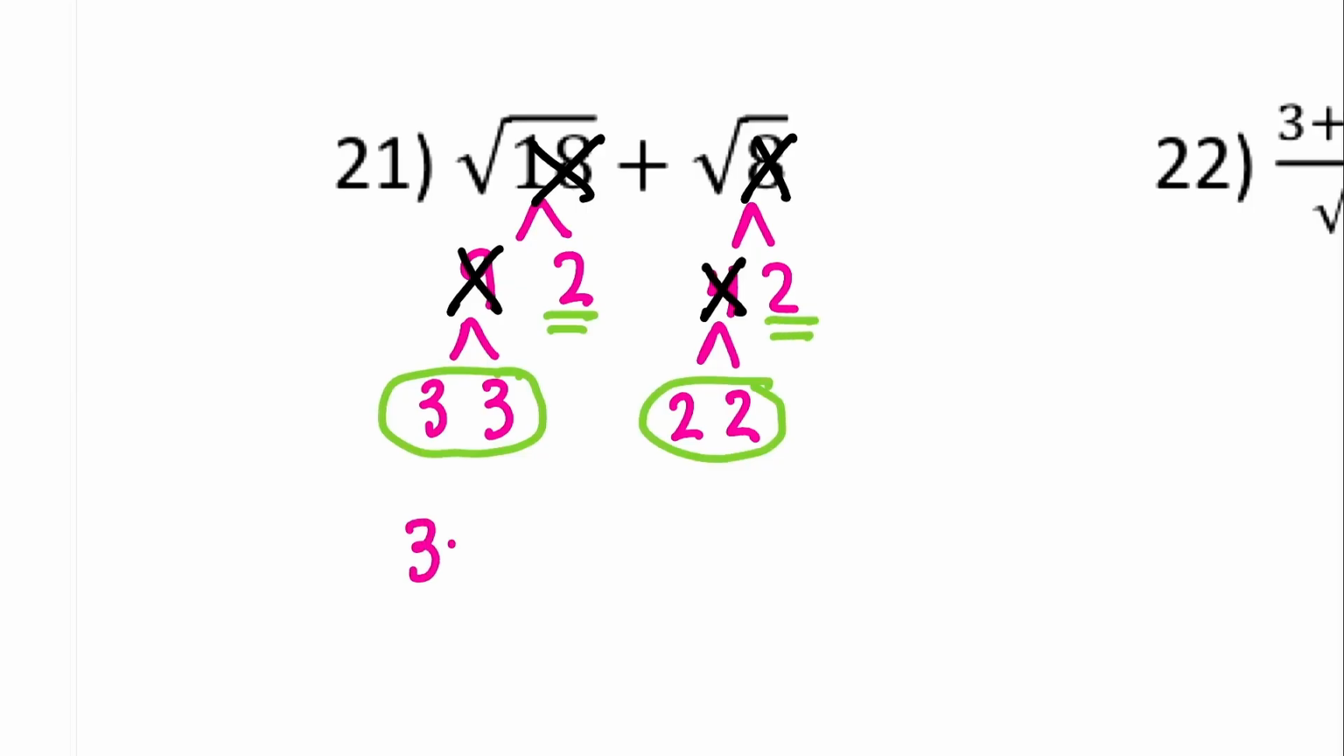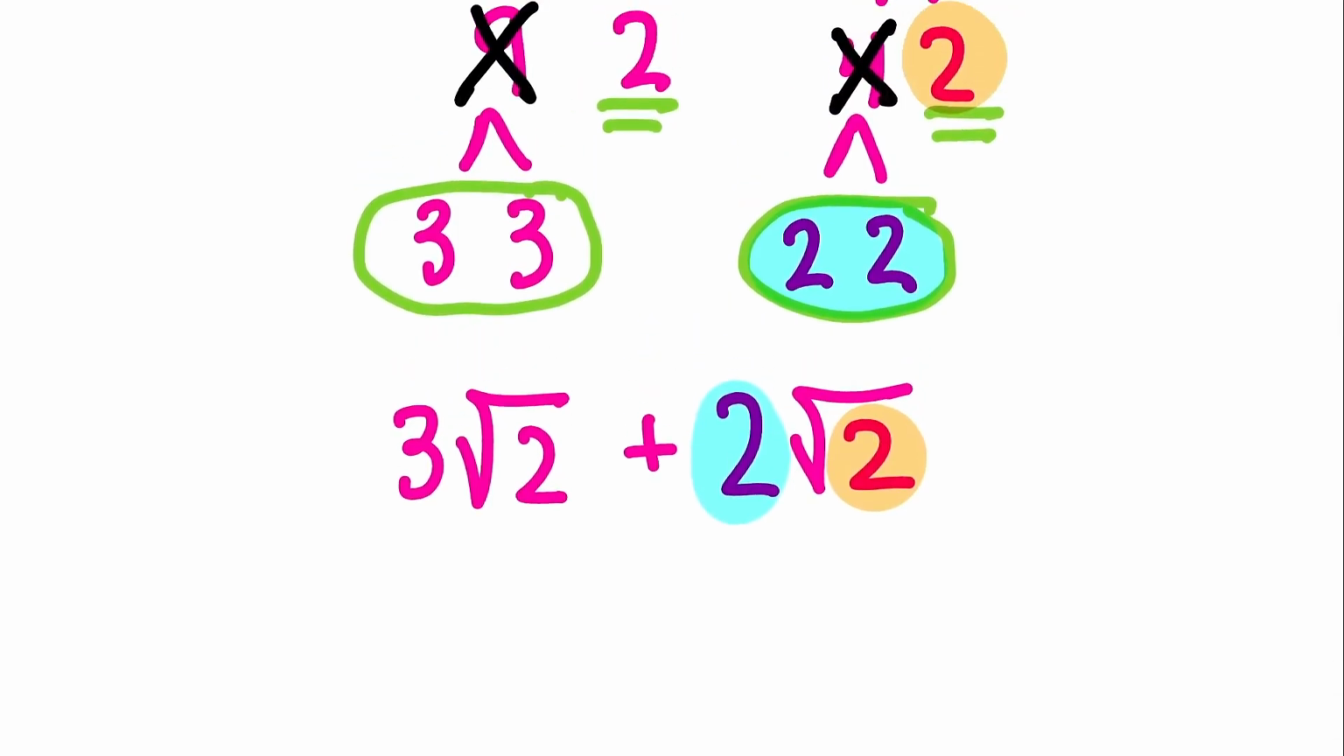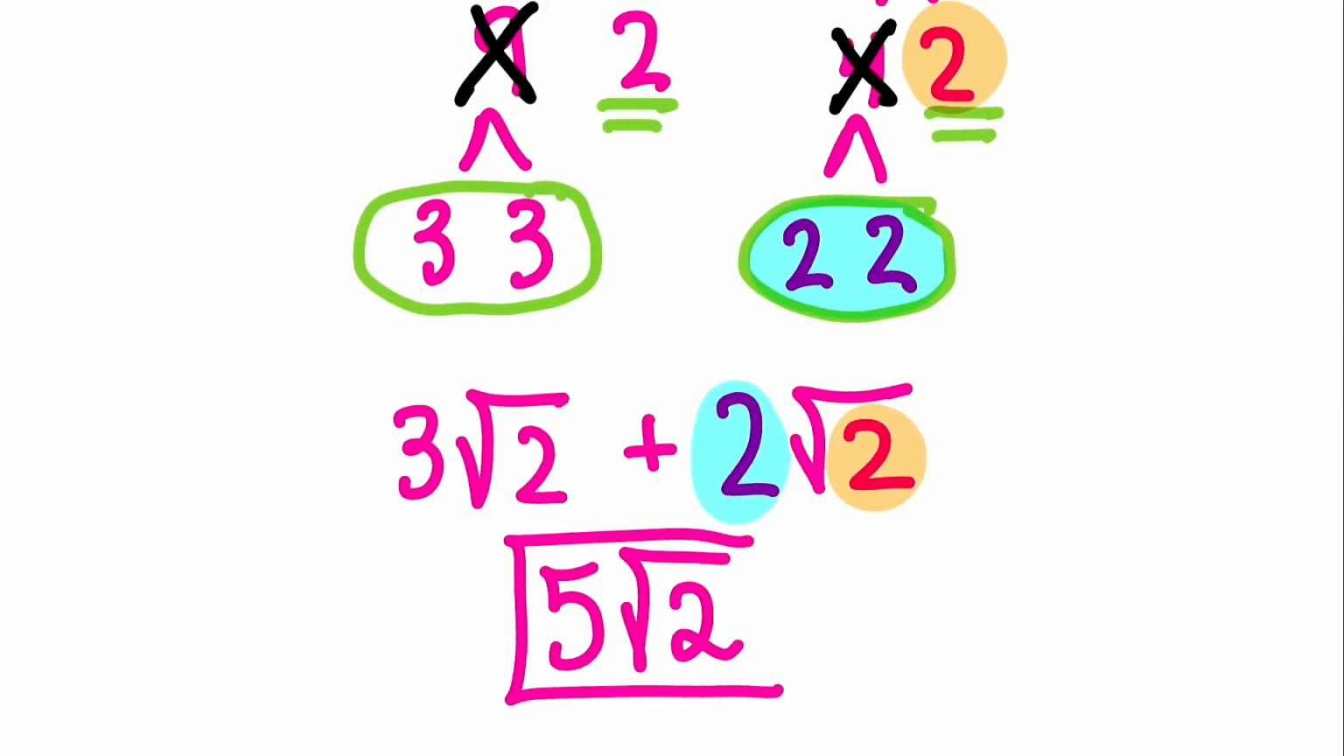So we have 3 radical 2 plus 2 radical 2. Just to clarify, this 2 is the one that's on the outside. This 2 without a pair is on the inside. Now you can think of the radical 2's as just objects, and if we have 3 of them plus 2 of them, then we have 5 of them total. So this is our final answer.